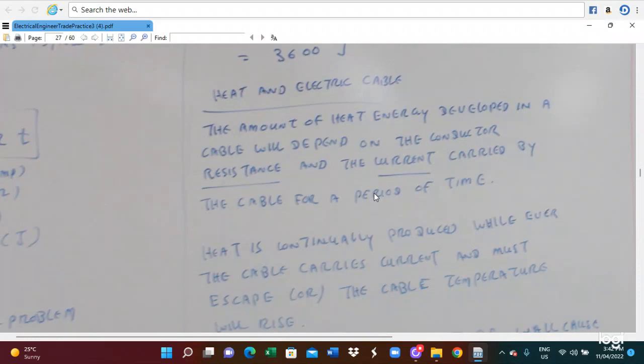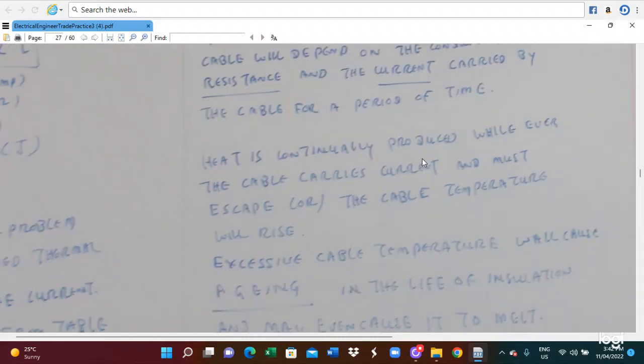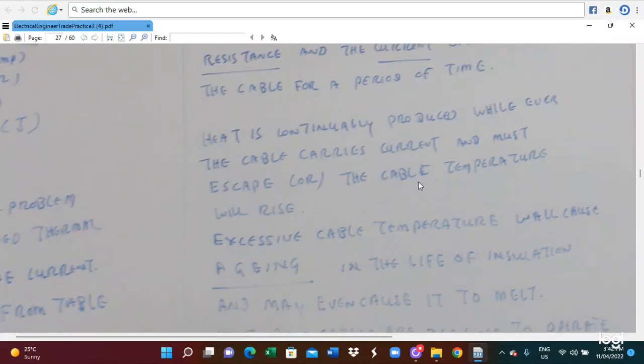Now it is heat in the cable, an electric cable. The amount of heat energy developed in the cable will depend on the conductor resistance and the current carried by the cable for a period of time. So heat is continuously produced whenever the cable carries a current, and the cable temperature will rise.